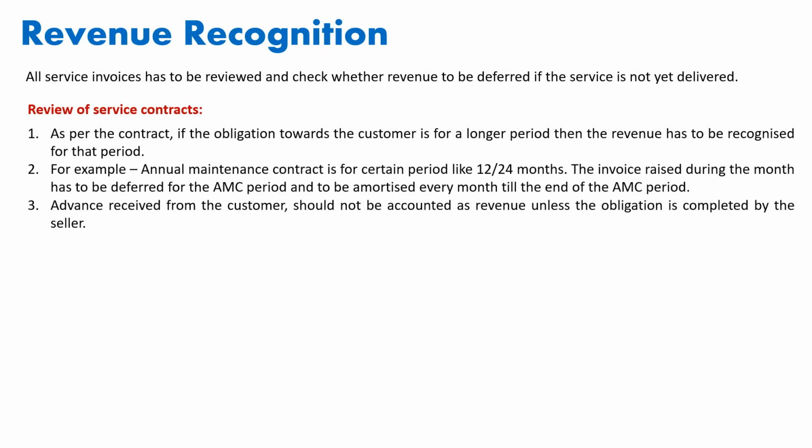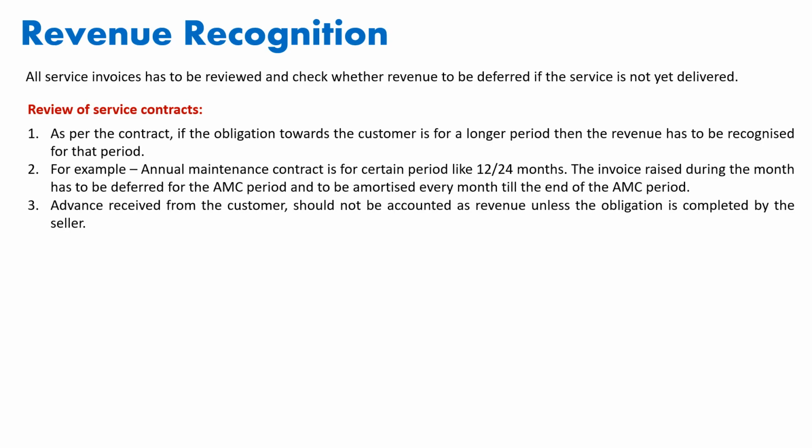So what you are going to do as part of the R2R team: as per the contract, if the obligation towards the customer is for a longer period, then the revenue has to be recognized over that period. For example, an annual maintenance contract, generally called AMC, is for a certain period like 12 to 24 months, right? The invoice raised during the month has to be deferred for the AMC period and amortized every month till the end of the AMC period.